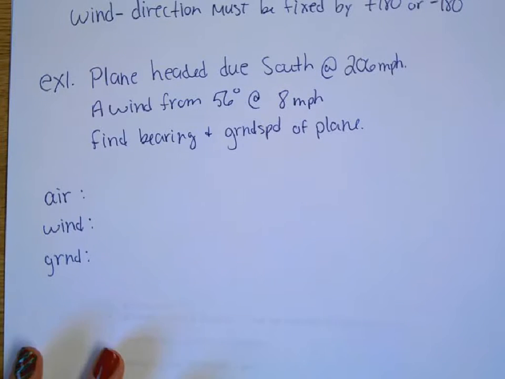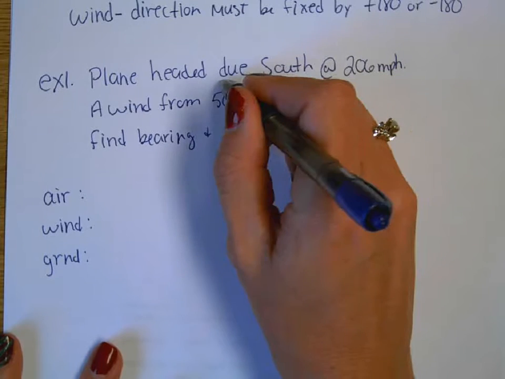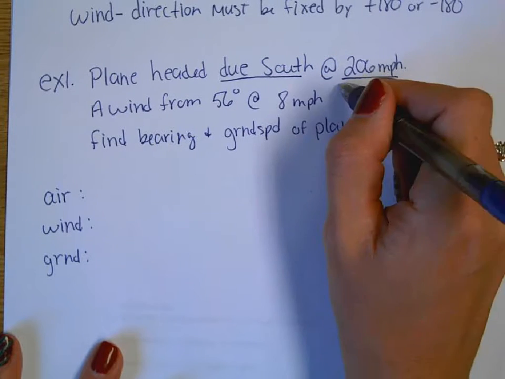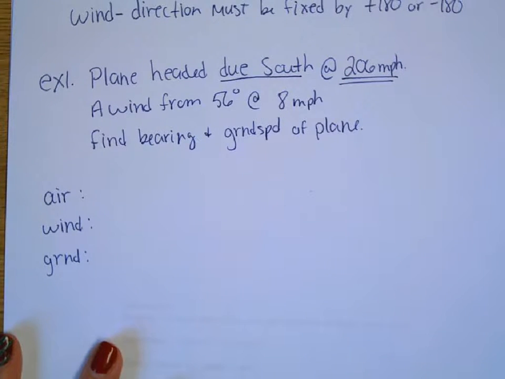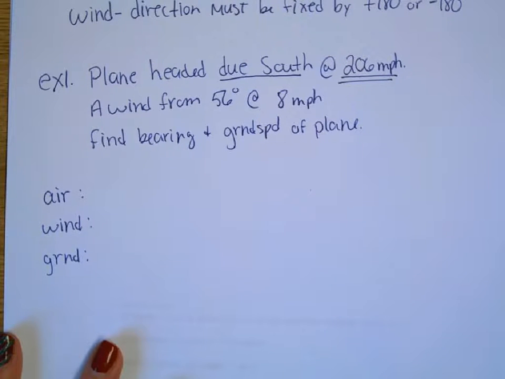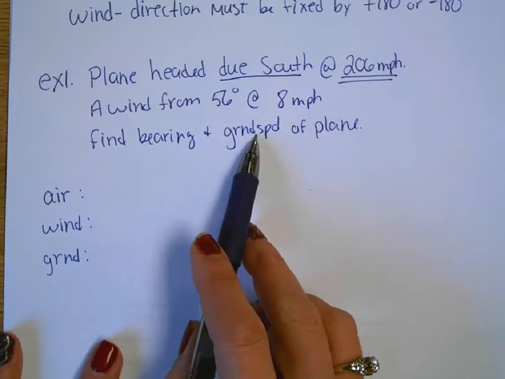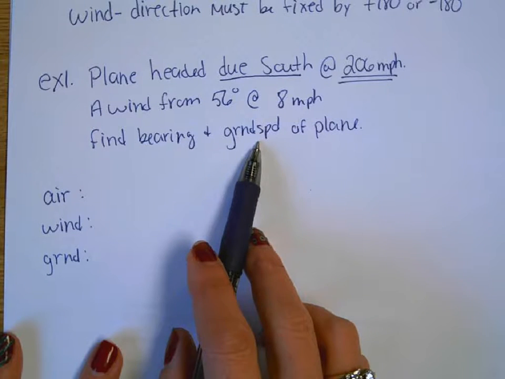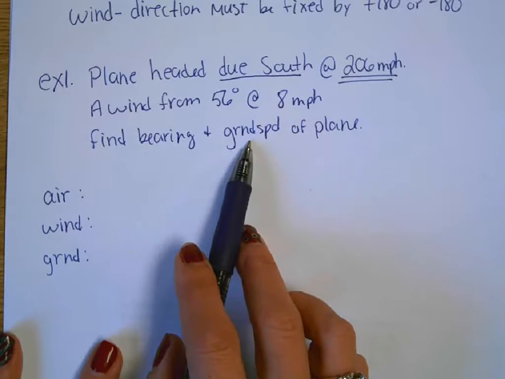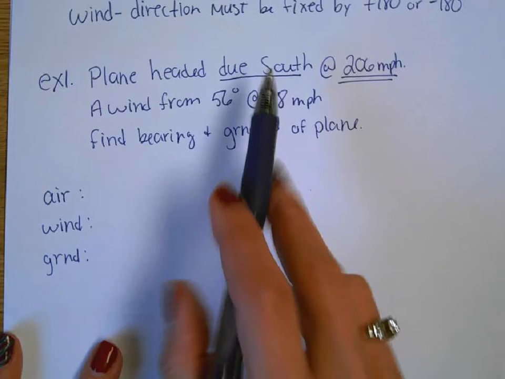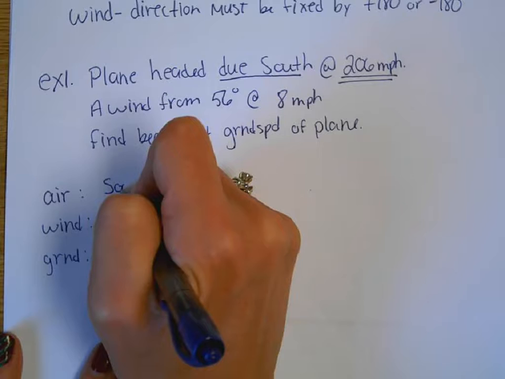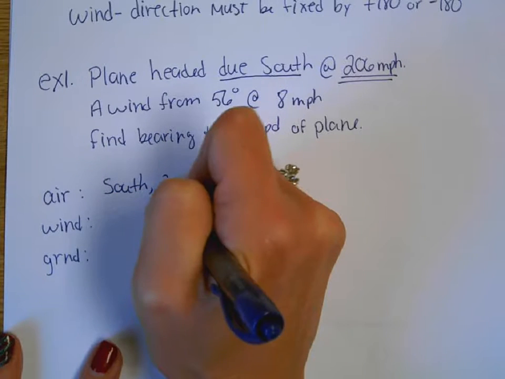Do you know which vector this due south and the 206 miles per hour goes to? I got air and I got ground. Which one is it? Why is it not ground speed? Because that's what they're asking you for. It says find the ground speed. Yep. That's how you can tell. So it's not ground speed, so this has to be the airspeed vector. So it's south and 206.